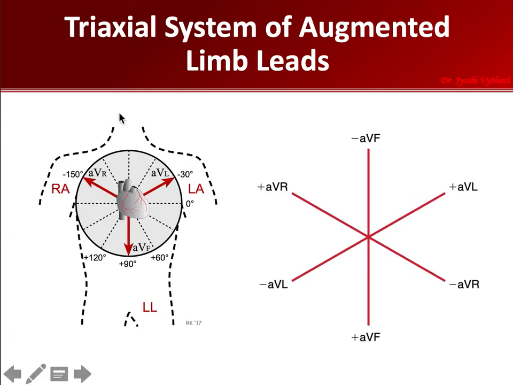So if you take the angles, in the bipolar limb leads class, I had told that lead 1 will be taken as 0 degree, and from here clockwise they start counting up to 180 degrees. So AVF is looking into the heart right through the 90 degree, whereas AVR and AVL are looking at minus 30 and minus 150. So this becomes the triaxial system of the augmented limb leads, okay.